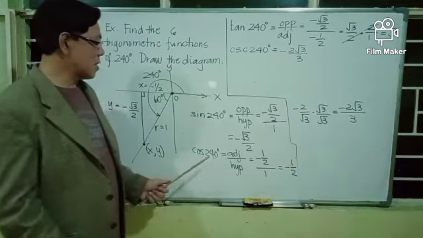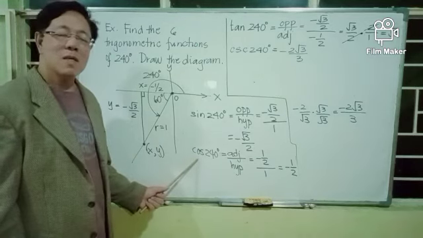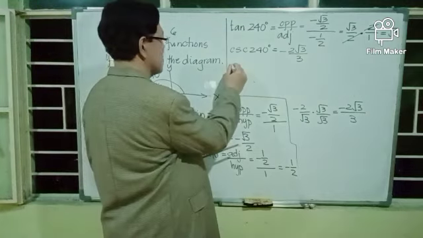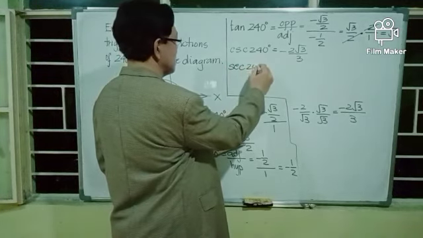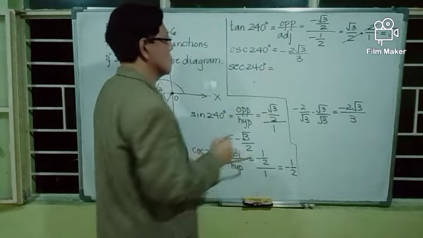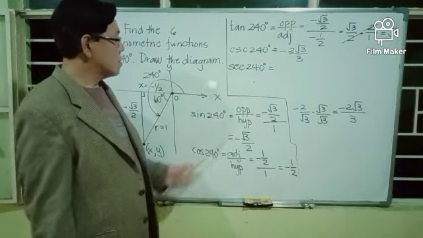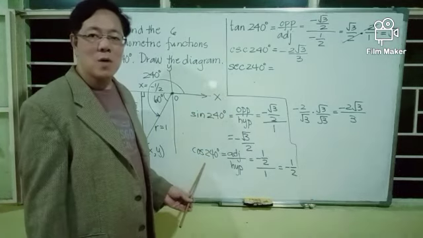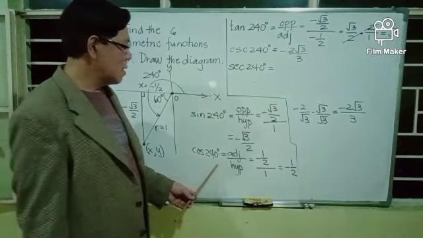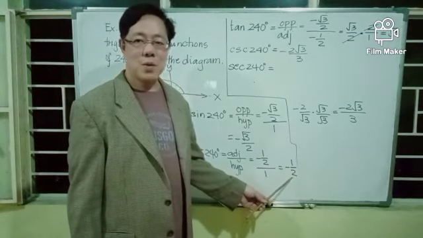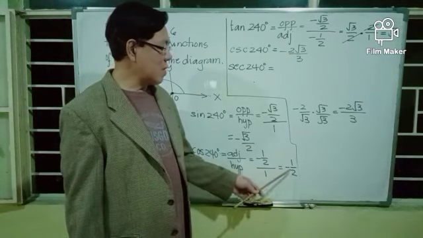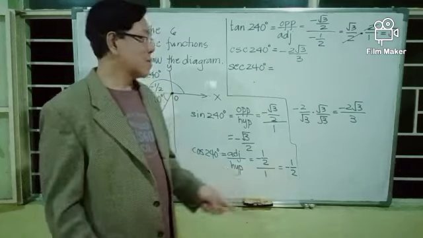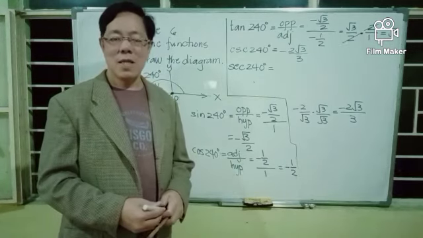Next, we find the reciprocal of cosine, which is secant of 240 degrees. The value of secant of 240 degrees is the reciprocal of the value of cosine of 240 degrees, which is negative 1 over 2. And the reciprocal of negative 1 over 2 is negative 2 over 1, or negative 2.